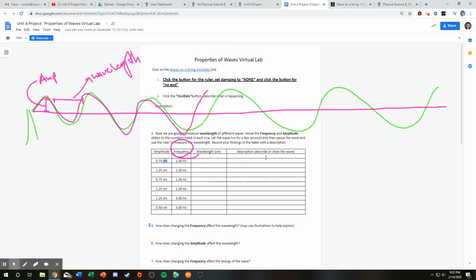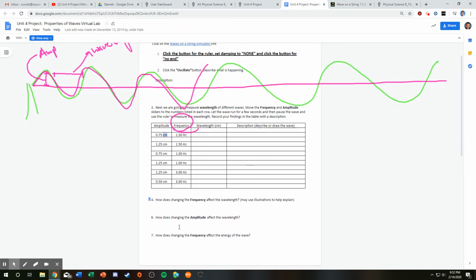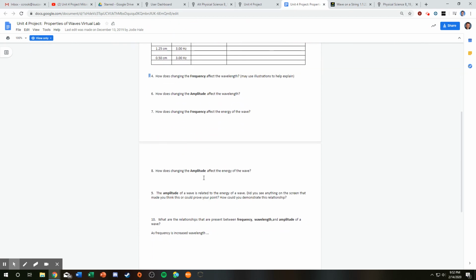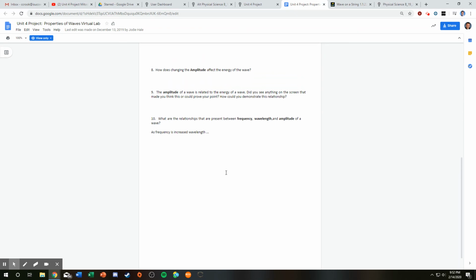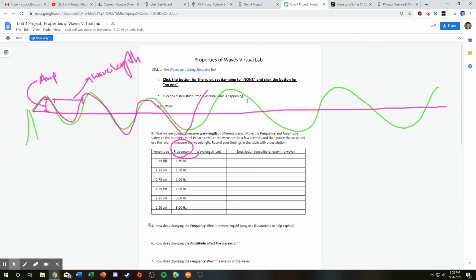So you can just do a description or draw a picture of what that looks like there. You'll do this for each one of these different amplitude and frequency settings, so you'd have to change those to meet that. And then just answer the questions based on what you observe when we're looking at these 3 different terms. After you're done, you'll upload this and turn it in, and you'll be good to go. If you guys have any questions, don't hesitate to let me know.